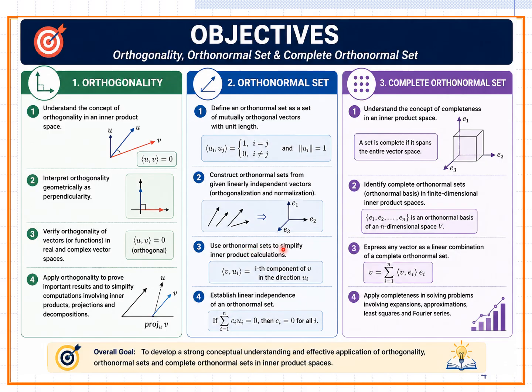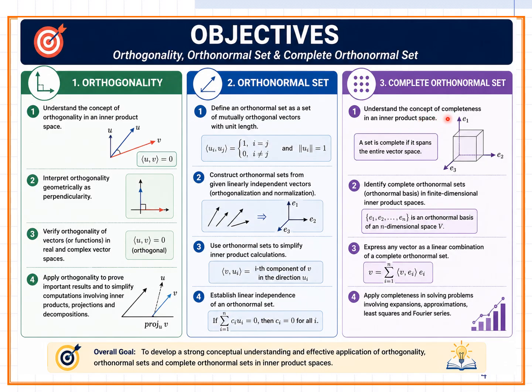Use orthonormal sets to simplify inner product calculations, such as the ith component of V in the direction u_i. Establish linear independence of an orthonormal set. Linear independence means the summation of the first times the first vector and the second times the second vector, when you add the total values, is equal to 0.